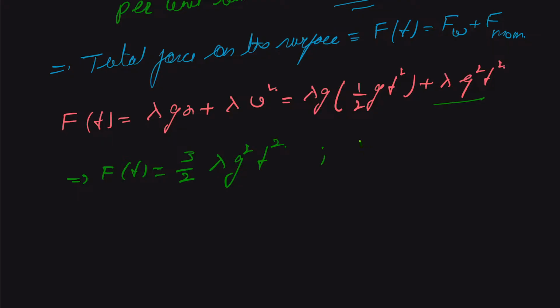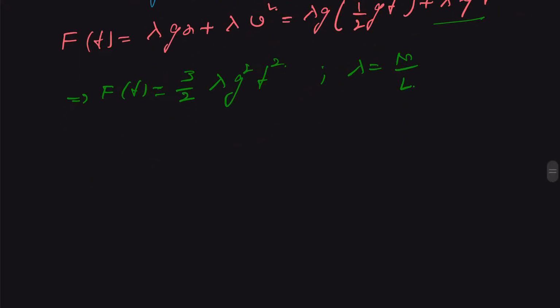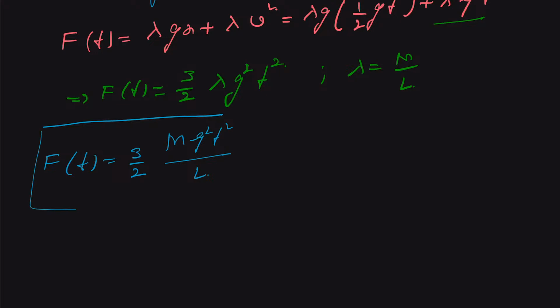And we know that lambda, that is mass per unit length, is m upon L. So we substitute it, we get F of t is equal to 3 by 2 times mass, sorry, not lambda now, mass times g square t square upon L. So this is the force, which is basically a function of time.